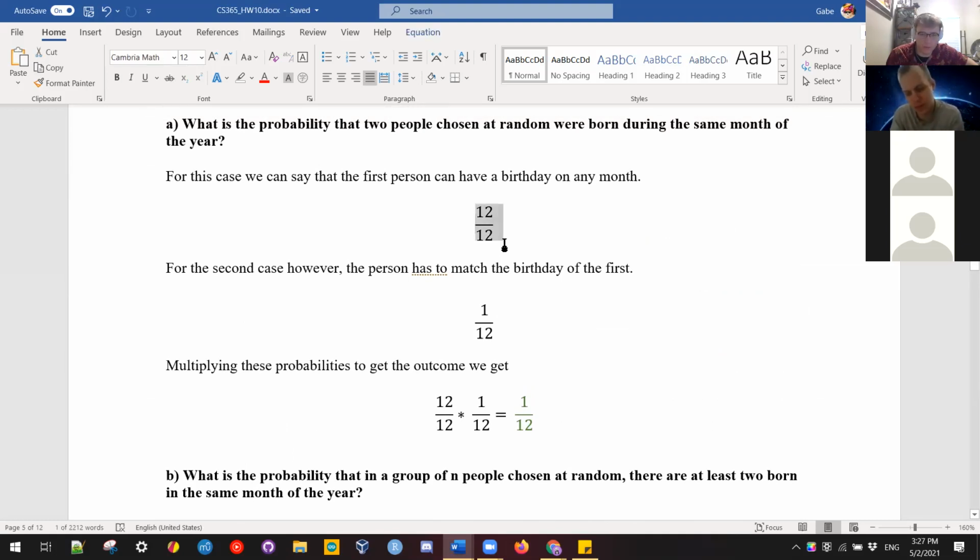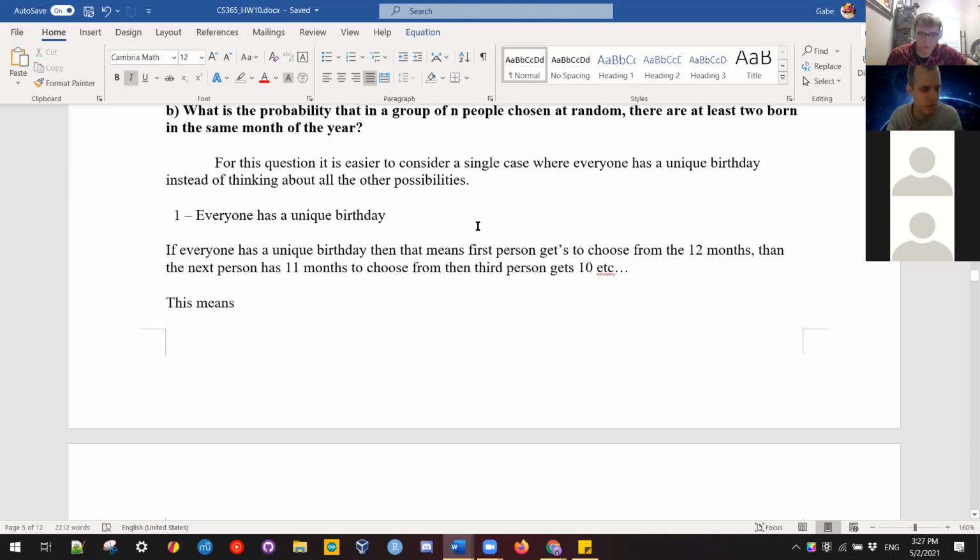So you get 12 over 12. The second person, however, has to match the first person. So that's just 1 over 12. You multiply probabilities because they're independent, and you're multiplying things when they're independent. So two probabilities multiplied together, that's just 1 over 12, and there you go. You got your answer. So that one's not too bad, not too spooky.